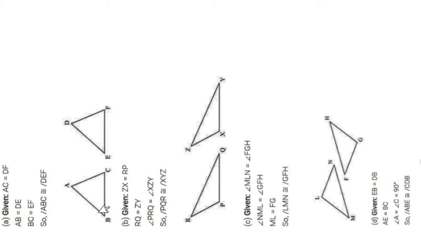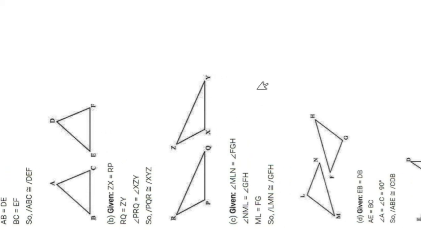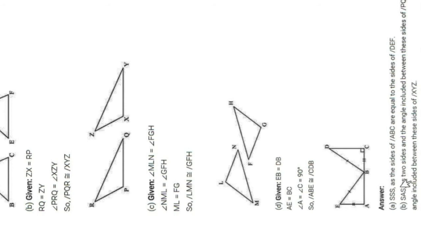So the three sides are given equal. So triangle ABC congruent to triangle DEF. So this is with side side side congruence criterion. So let us see the first answer. SSS, as the sides of triangle ABC are equal to the sides of triangle DEF.